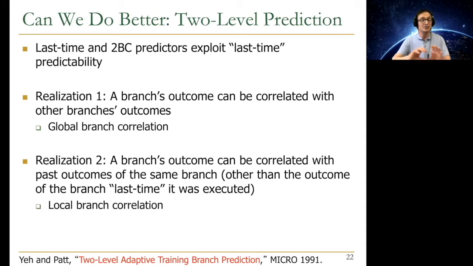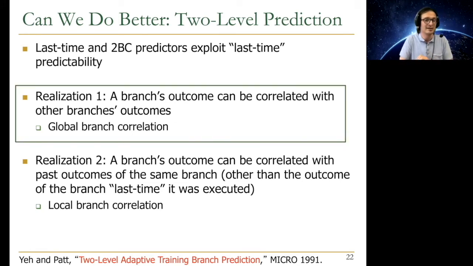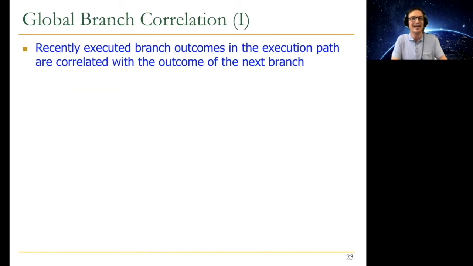We're going to try to isolate the correlation within the instances of a branch. Okay, let's talk about the first one, because the first one is global and it's kind of surprising also. But as you understand the code, you will see that it's not that surprising because code behaves this way. And we're going to exploit something that happens in real programs. Real programs have the behavior that recently executed branch outcomes in the execution path are correlated with the outcome of the next branch. And I'm going to show you some examples.